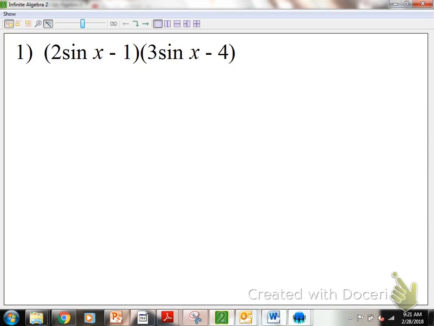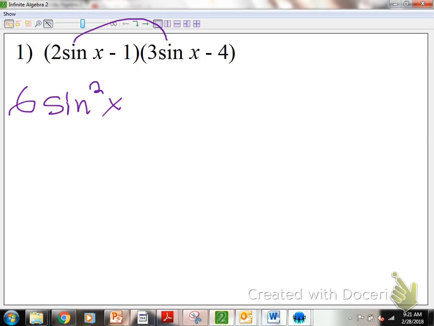What does your instinct tell you to do here? Foil it? Yeah, we're going to distribute it twice, but how do these things interact with each other? For example, what is 2 sine x times 3 sine x? 6 sine squared. Which is what squared, the sine or the x? The sine. Okay, so the way you write this is 6 times the sine squared of x.